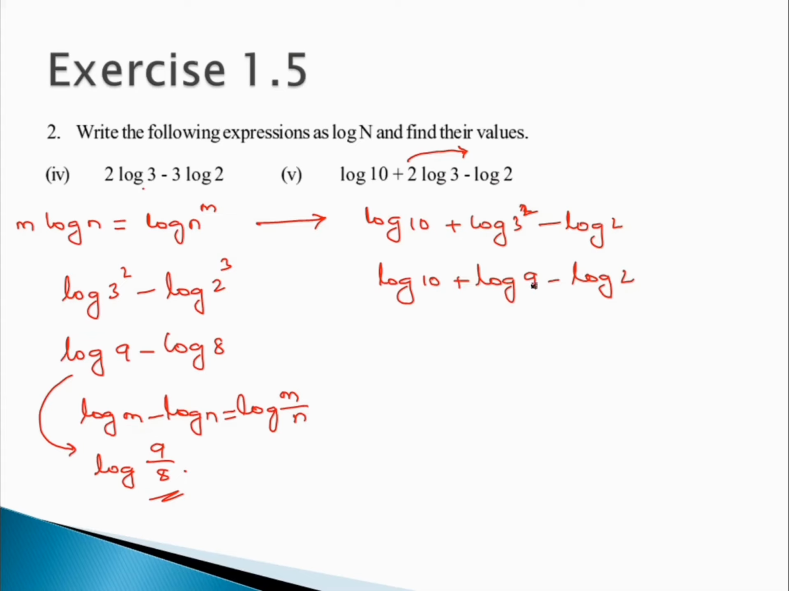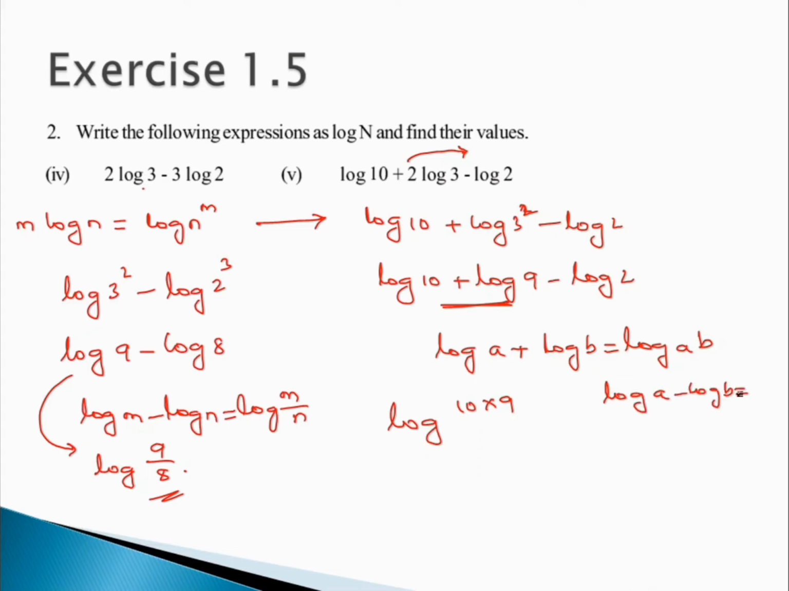Now, similarly, what we can do here is use log a plus log b, which I can write as log of a into b. Means I can write this too as log of 10 into 9. Similarly, I can write log a minus log b as log of a by b. So I can write this one as 90 by 2 directly.